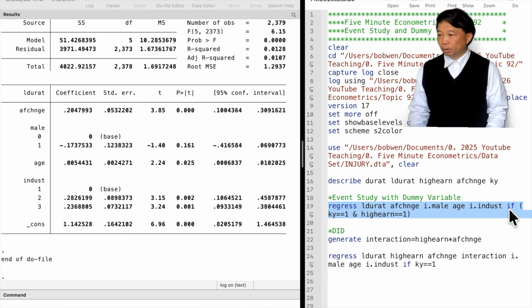The estimated coefficient for the dummy variable is 0.205, suggesting that the average length of time on workers' compensation for high-income workers increased by about 20.5% due to the higher earnings cap after controlling for other factors.